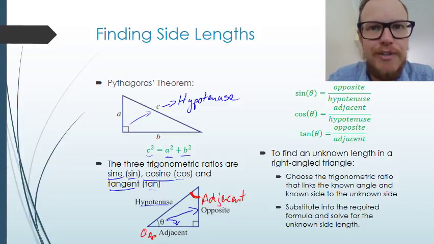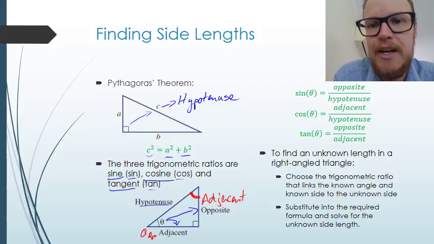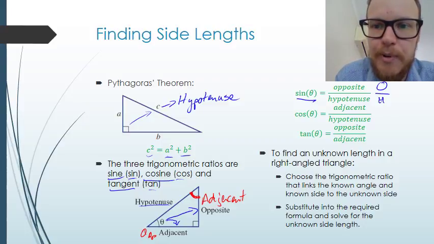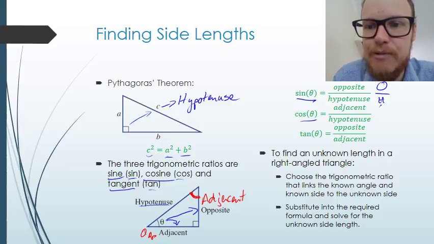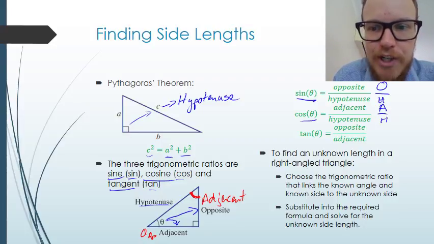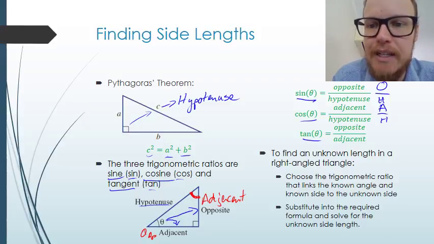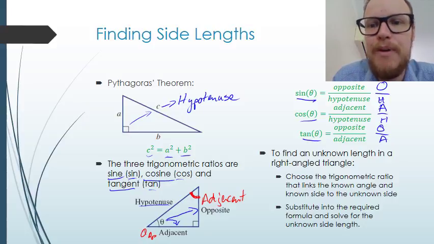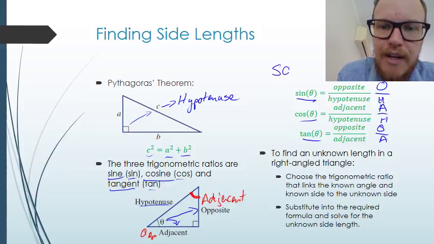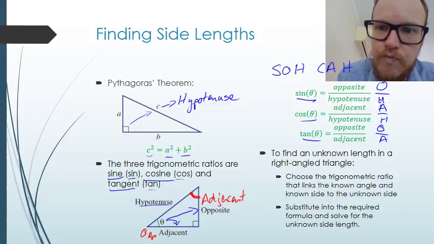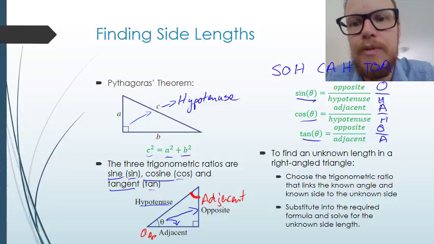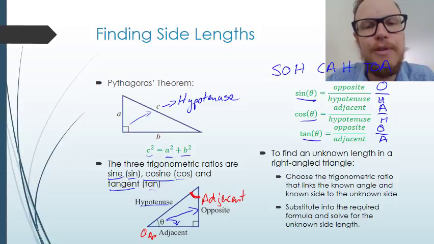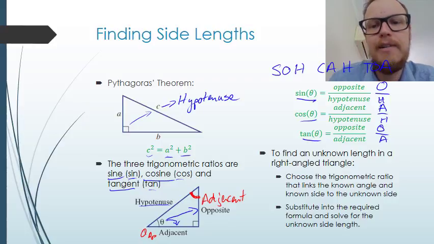The definitions of the trigonometric ratios are: the sine of the angle is equal to the opposite divided by the hypotenuse. The cosine of the angle is equal to the adjacent divided by the hypotenuse. And the tangent of the angle is equal to the opposite divided by the adjacent side. We can try and remember these relationships with SOHCAHTOA. If you can remember SOHCAHTOA, it'll be a mnemonic reminder of each of the different trig ratios: sine, cosine, and tangent.